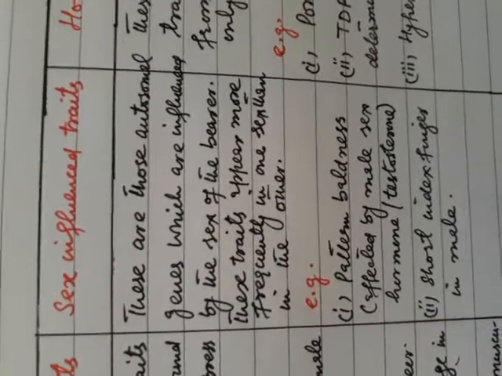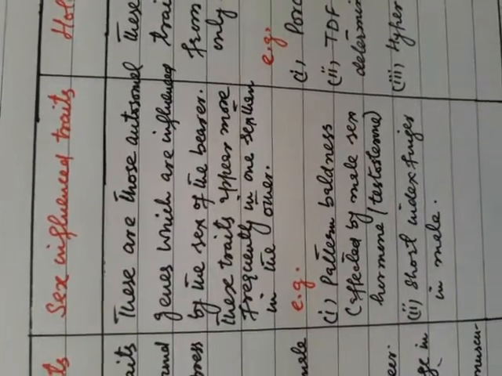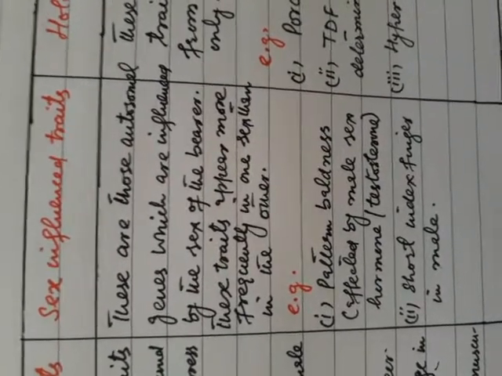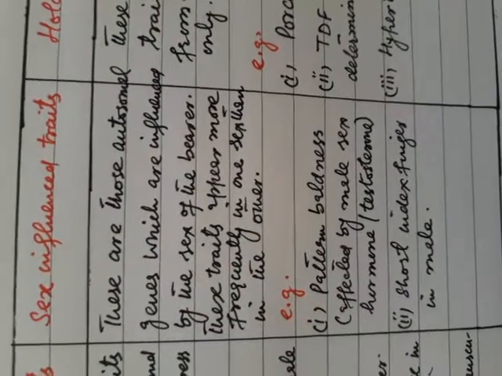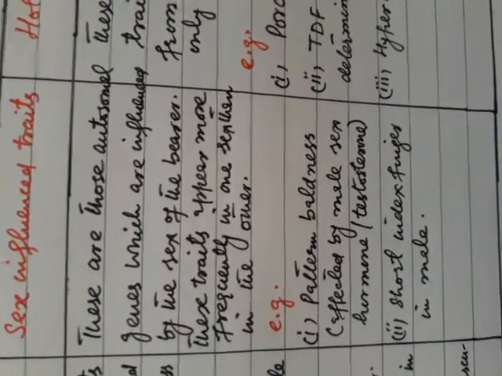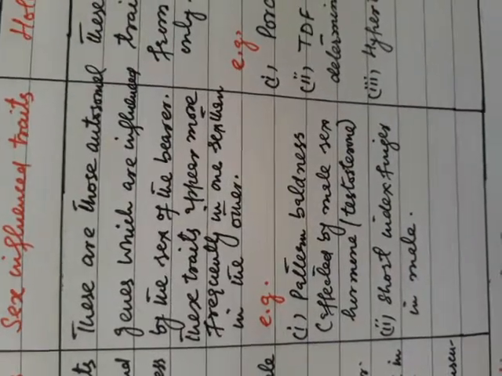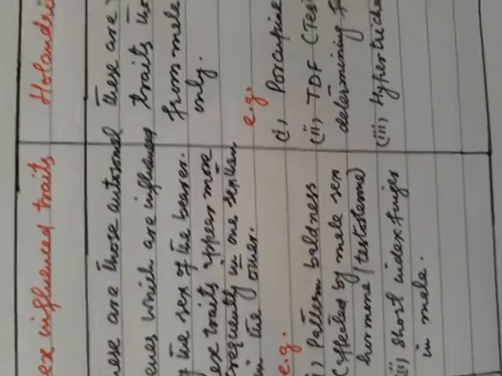Now, sex influenced traits. These are those autosomal genes which are influenced by the sex of the bearer. These traits appear more frequently in one sex than in the other. Examples: pattern baldness, affected by the male sex hormone, that is testosterone, and short index finger in male.